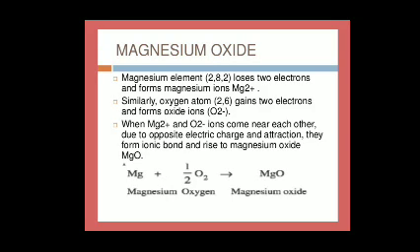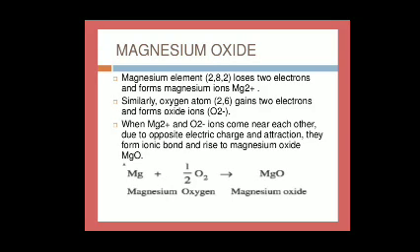When the magnesium cation and oxygen anion come near each other, due to opposite charges, these ions are attracted to each other to form an ionic bond, to form magnesium oxide.